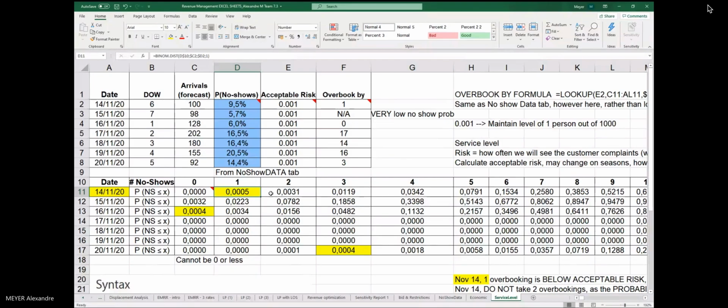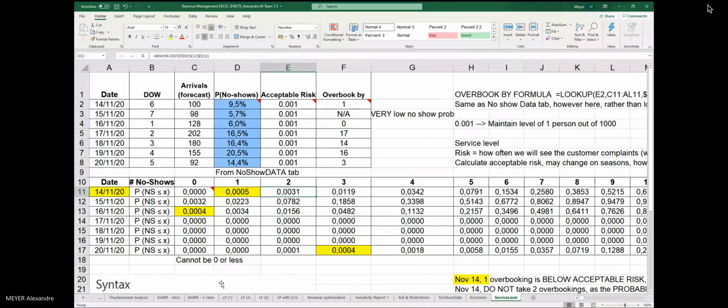However, if you look on overbooking by 2, you will see that the value that is spat out by the formula is actually 0.0031. Now, this means that there will be 3.1 out of 1,000 guests that are dissatisfied. Now, this is more dissatisfied guests than you want. So therefore, you will not overbook by 2, because you will most likely have 3.1 guests out of 1,000 complaints. So you're actually going to have more complaints than what you want. So therefore, you're not going to exceed it.